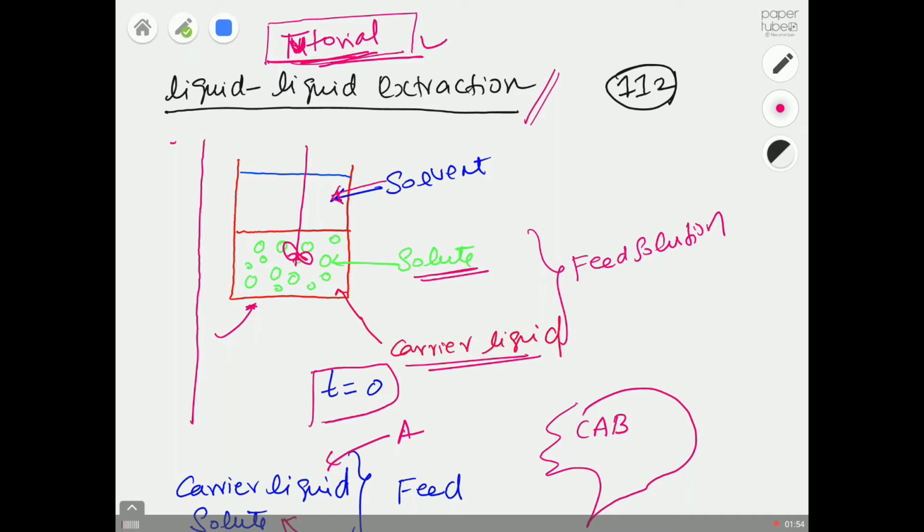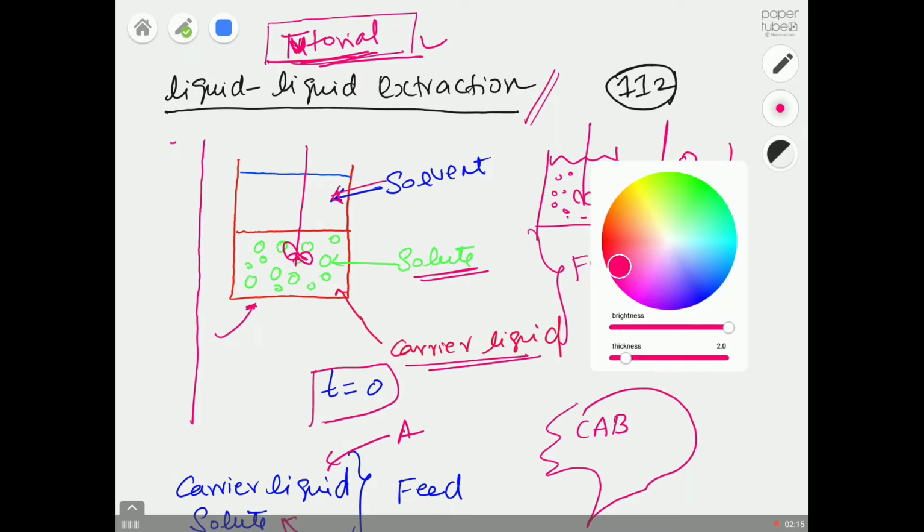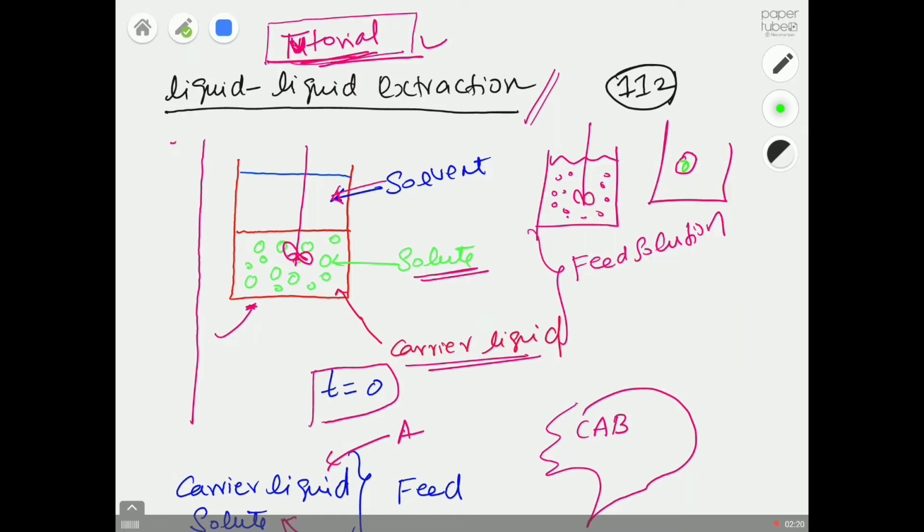Once you provide agitation, and the system reaches equilibrium, you will make something like a mixture with a lot of tiny bubbles made up of your feed solution, and your solute will move from this one bubble to your solvent. So this will happen until the system reaches equilibrium. At equilibrium, once you think the system has reached equilibrium, you stop the mixing, and you allow the system to settle. It will separate again.